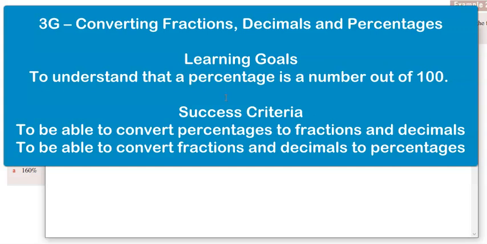The learning goal for this one is to understand that a percentage is a number out of 100. And the success criteria is to be able to convert percentages to fractions and decimals, and to also be able to convert fractions and decimals back to percentages.